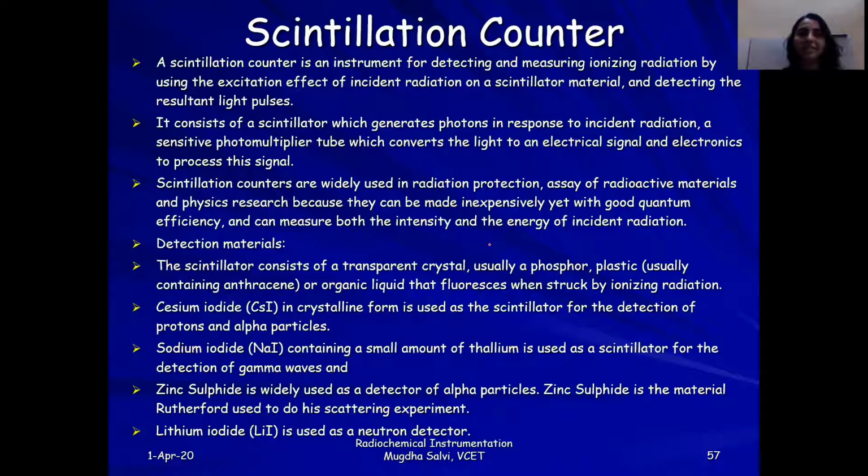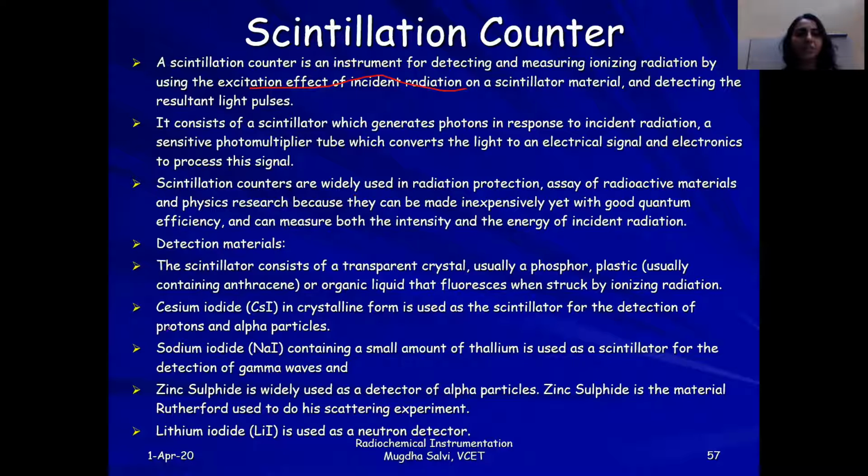The explanation is written here. Scintillation counter is an instrument for detecting and measuring ionizing radiation by using excitation effect of the incident radiation on a scintillator material and detecting the resultant light pulses. It consists of scintillator and photomultiplier tubes.